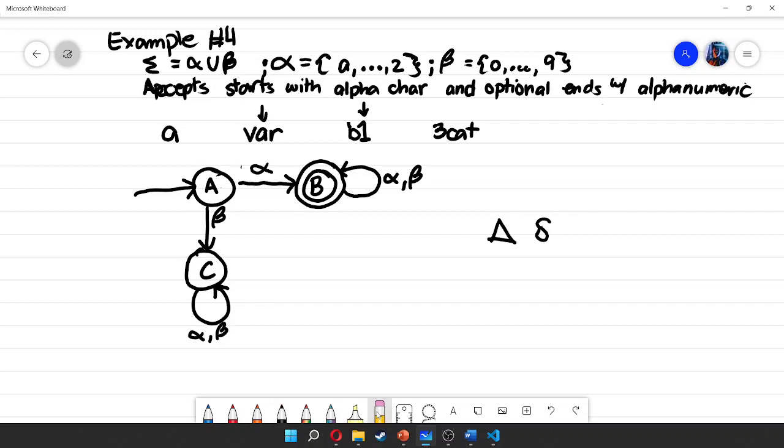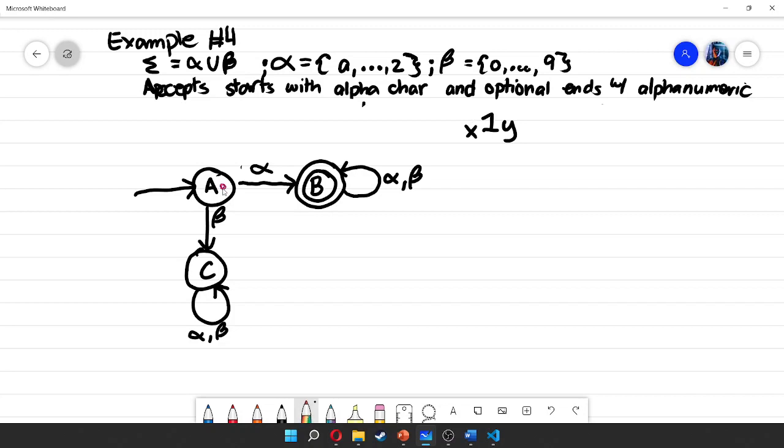Okay. Sige. So let's try to trace variable nga, A1, A1B. Okay, X1Y na lang. X1Y. Okay.